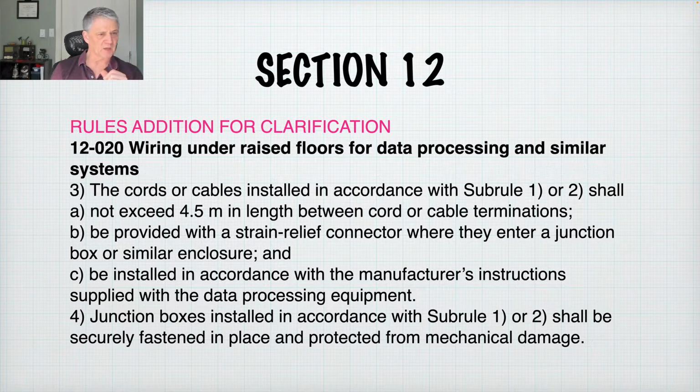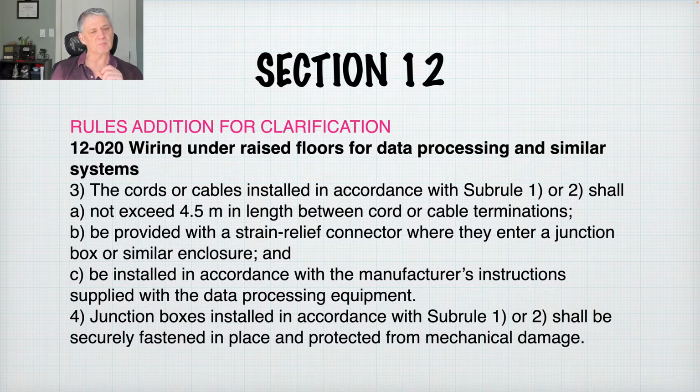And carrying on with that, the cords or cables installed in accordance with the subrule shall not exceed 4.5 meters in length, be provided with strain relief connectors where they enter a junction box or similar enclosure, and be installed in accordance with the manufacturer's instructions supplied with the data processing equipment.